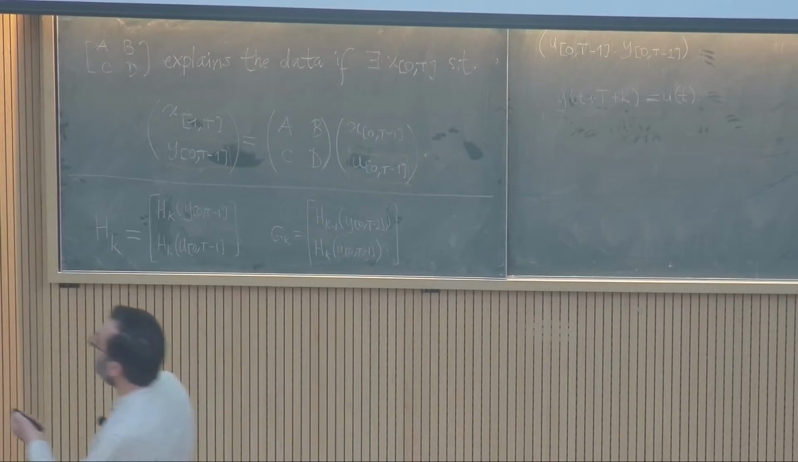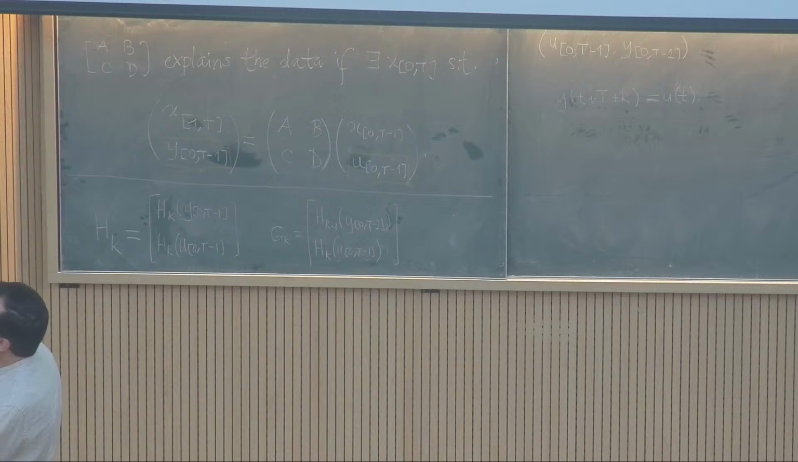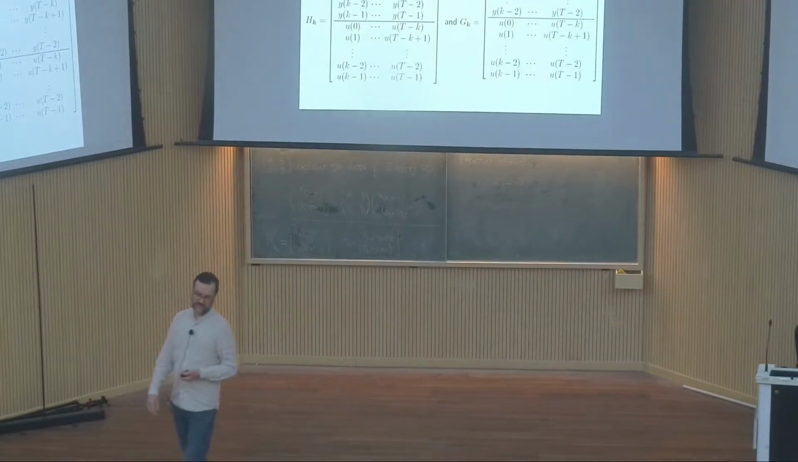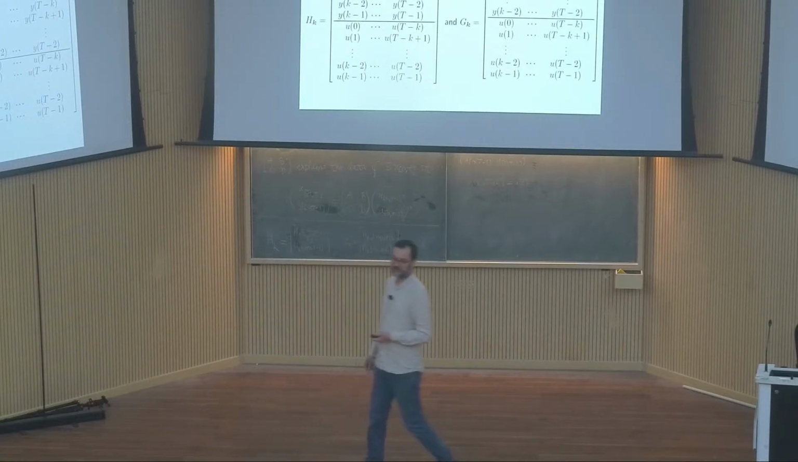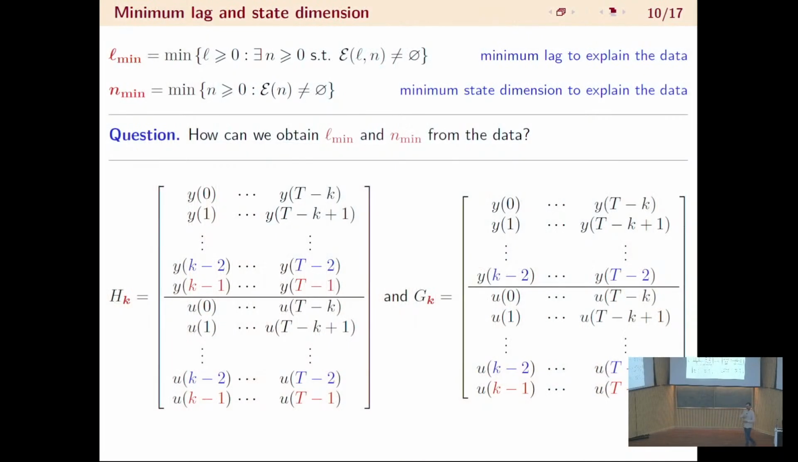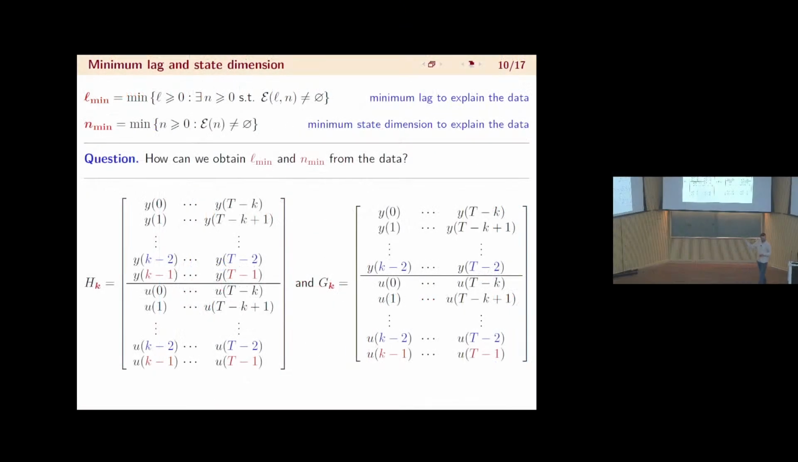Well, small k starts from 1 and runs up until capital T. Then at capital T, this becomes a column vector: Y0 up to Yt minus 1, U0 up to Ut minus 1. So k runs between 1 and capital T. And I consider all of them. Now, this is a definition for the kth.